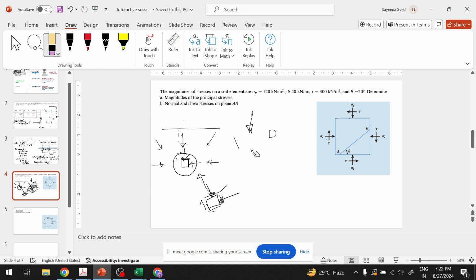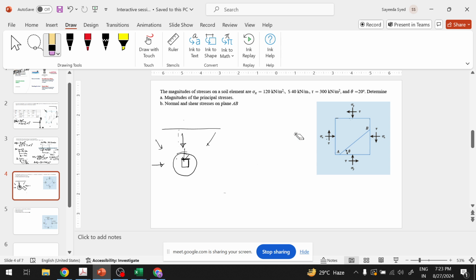Over these infinite planes we cannot do that. So we have the concept of principal stress for that. Out of these infinite planes, we take that particular orientation of plane in which our shear stresses are zero. Okay, so that is the concept behind our principal stresses.